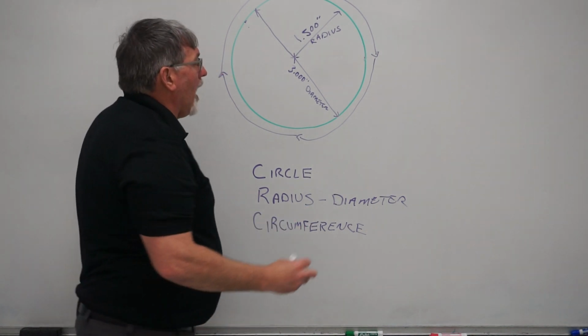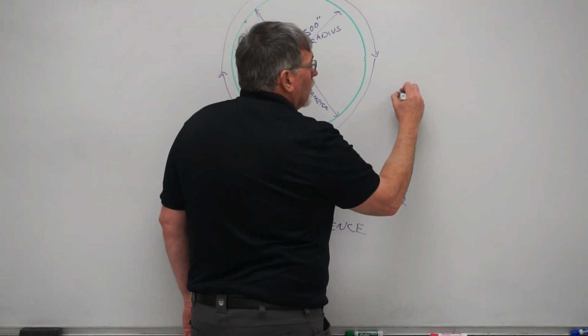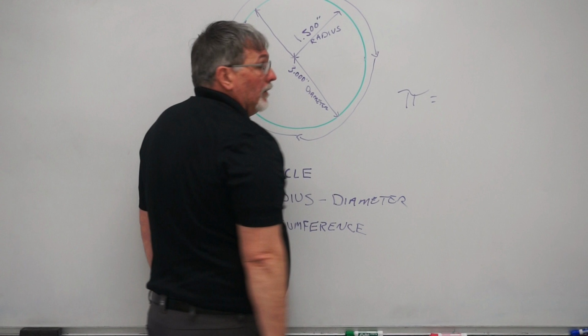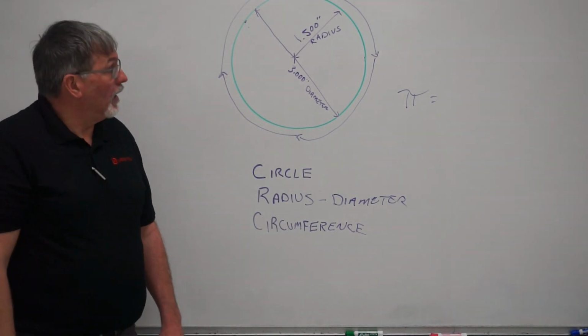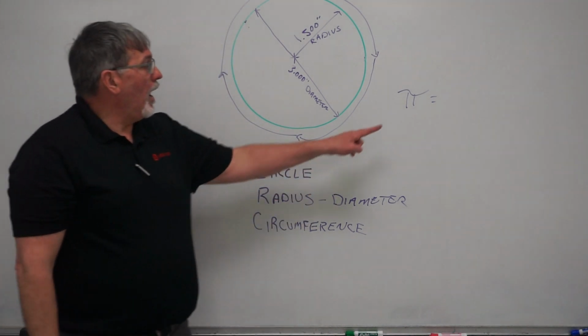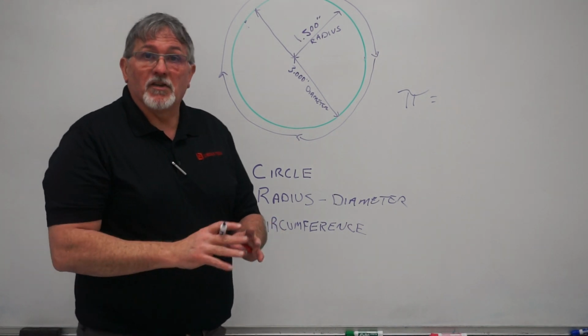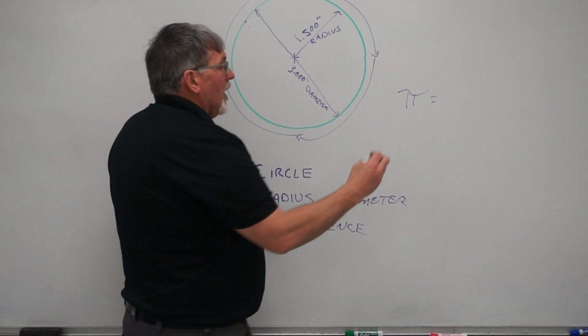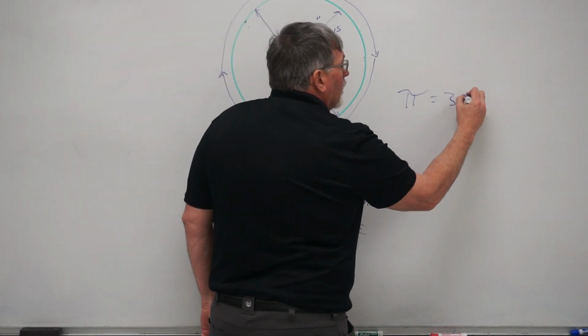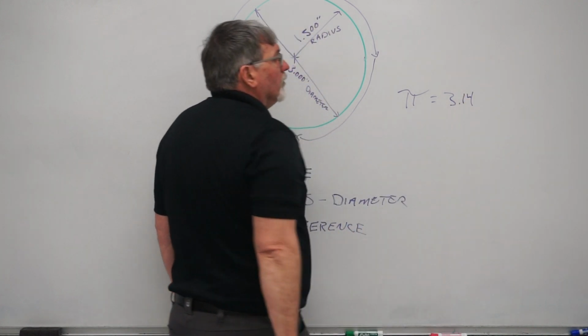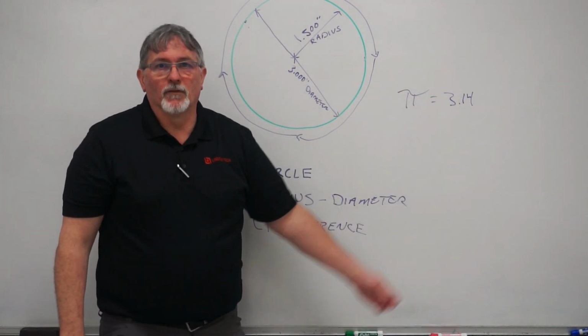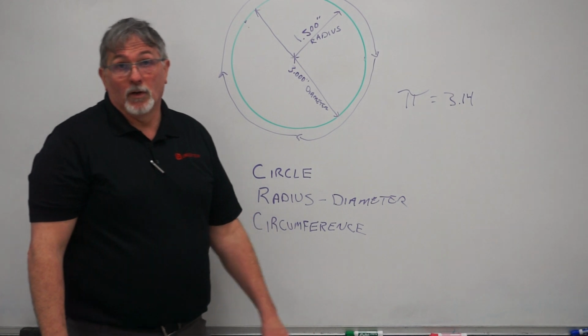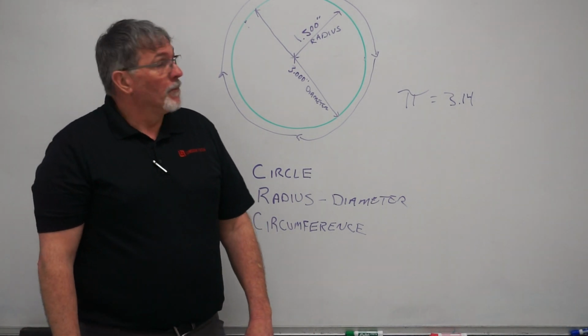Well, this is where this magic number that we have, it's called pi. You guys have heard that term before. Pi, and that number is a constant. It never changes. And that number is 3.14. And that number can go on forever, but we'll use 3.14 as a simple number.